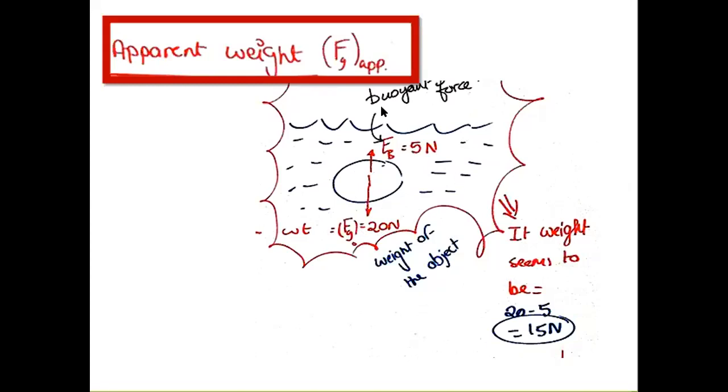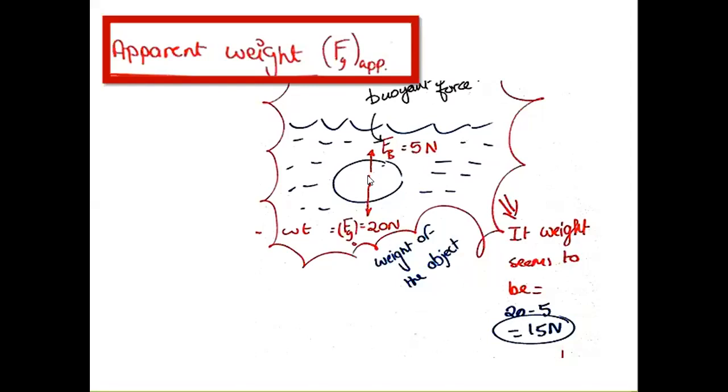So if you try to feel this object, you will find its weight seems as if it's 20 minus 5, or 15 newtons. So you will feel it's lighter than its real weight. The new weight, which is the difference between the weight and the buoyant force, is called apparent weight. Apparent means it's not real. So here we have a new concept, which is the apparent weight.